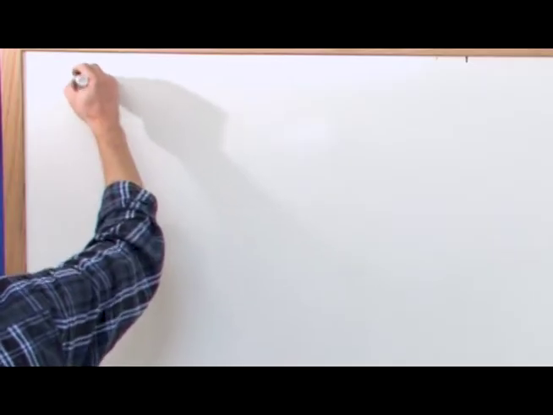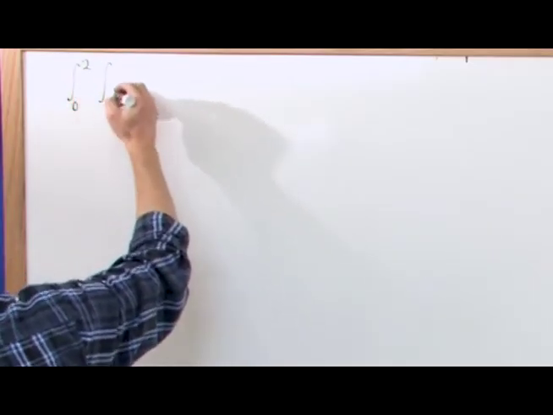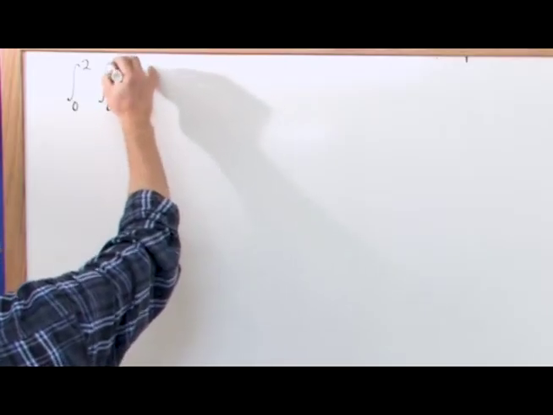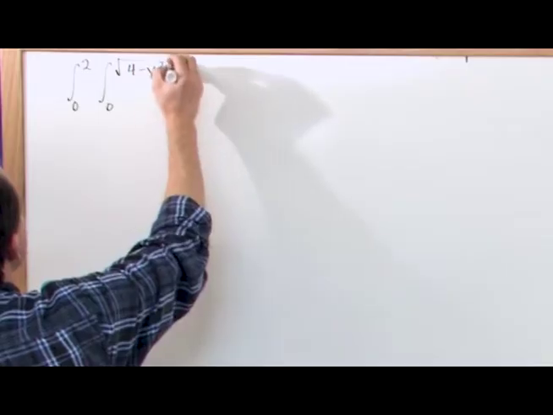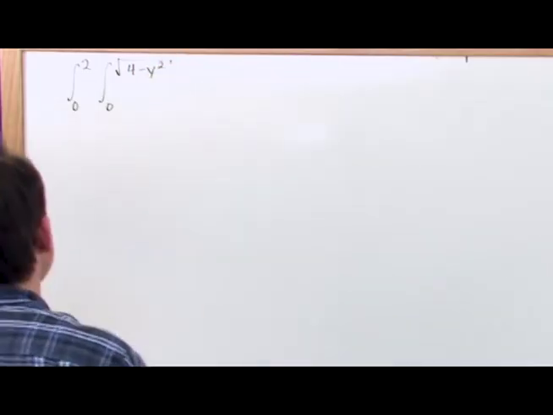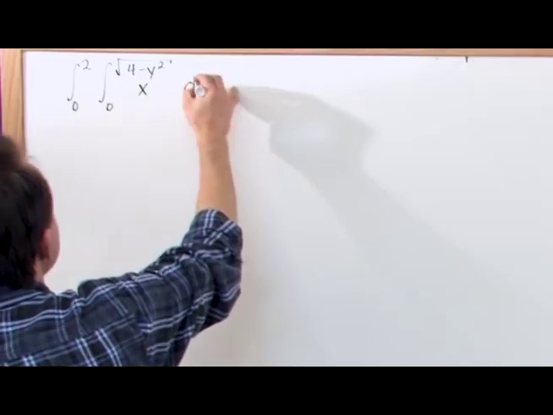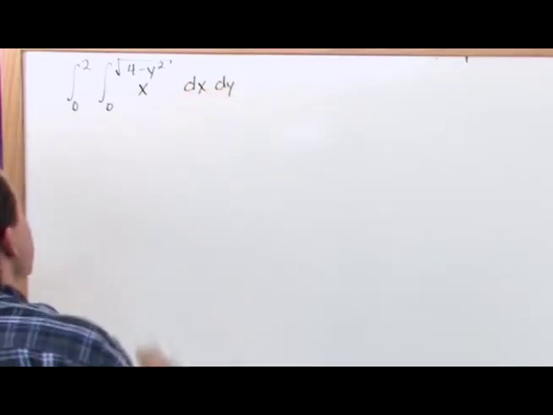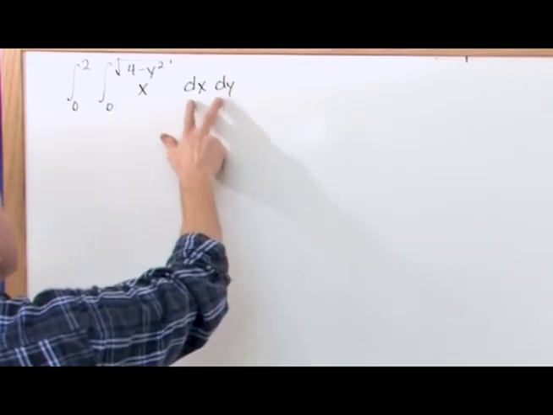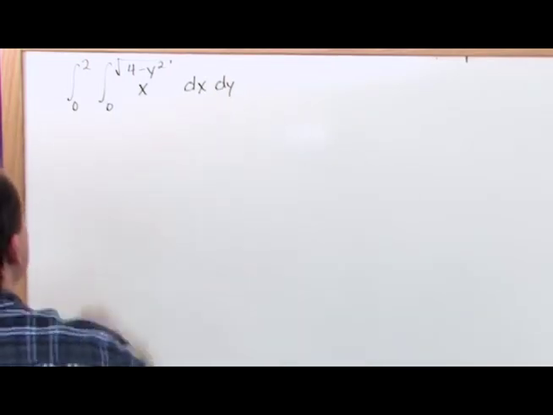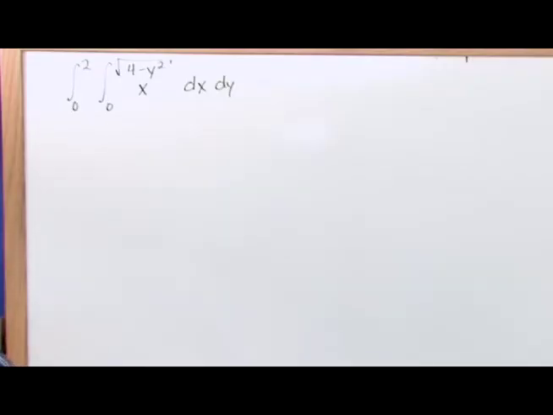Okay, let's continue on to another example. Integral from 0 to 2. Integral from 0 to the square root of 4 minus y squared. Okay, the function I'm integrating is x, and I'm integrating along dx dy. Now notice here that this is different than the previous examples. Here, it's not dy and then dx, it's flipped backwards. So this is a horizontally simple region. This is an example of integrating over a horizontally simple region.